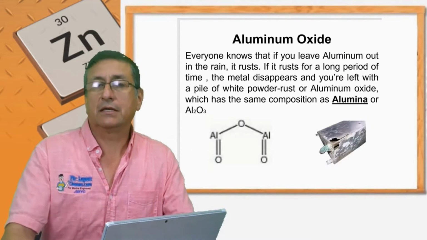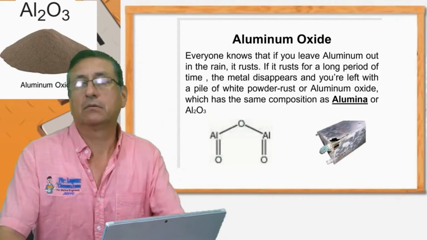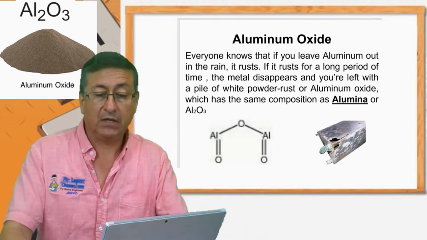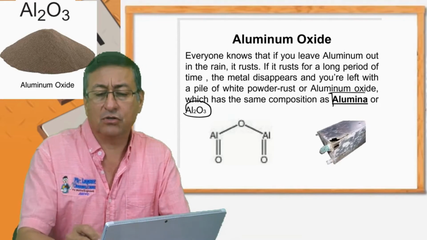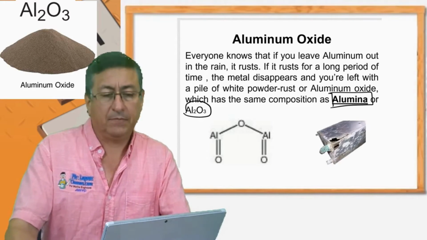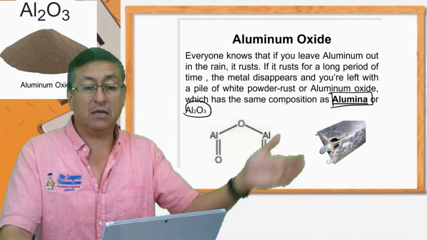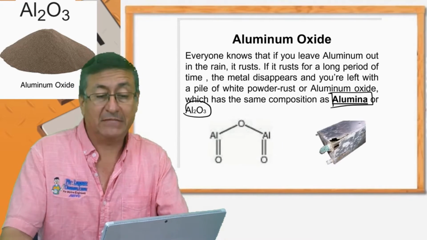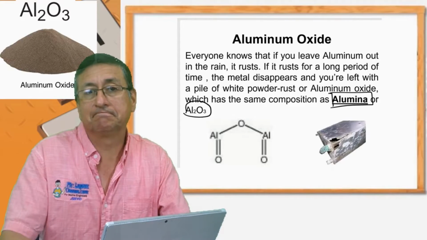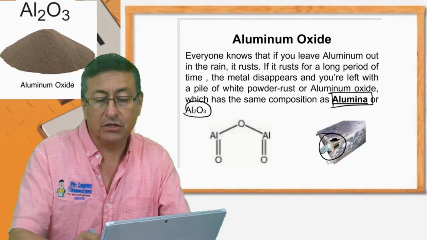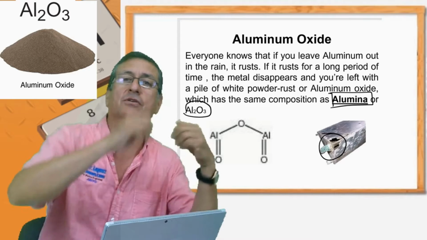We are going to analyze the oxides of metal, and we are going to start with aluminum oxide, one of the most common in our industry. Aluminum oxide, this is the formula of aluminum oxide, is also called alumina. Everyone knows that if you leave aluminum out in the rain, it rots. If the aluminum is exposed for a long period of time, it's corroded, and at the end of the day, you have holes, you have destruction of the metal like this. Remember that corrosion is the accumulation of oxidation.